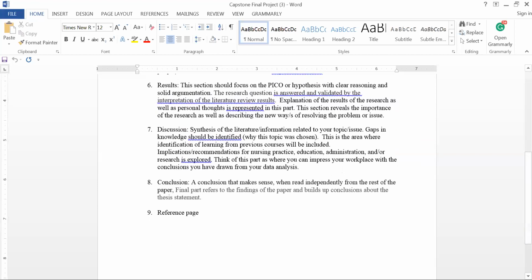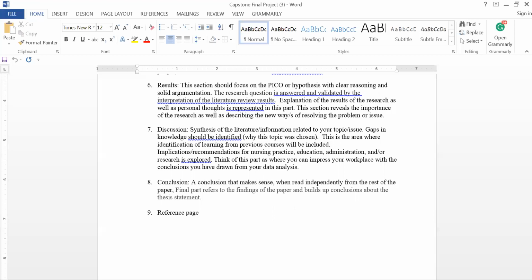And the discussion, synthesis of your literature, information that's all related to that topic. Gaps in the knowledge should be identified here. Why did you choose this topic? This is where you will identify the learning from previous courses. This is where most of your references and citations will be used. Implications and recommendations will be put in here for nursing practice, education, administration, or research.